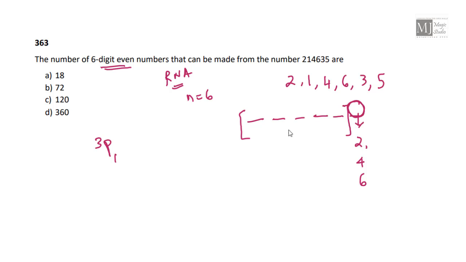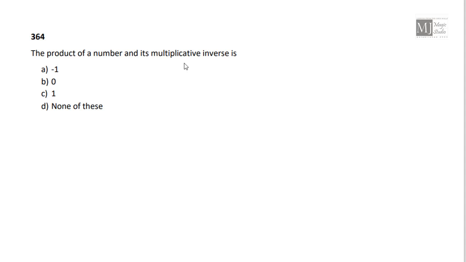Now we are left with 5 places from left to right, and when one digit is placed in the last place, we are left with 5 digits. So 5 digits would be placed in these 5 vacant places in 5P5 ways. 3P1 is 3, 5P5 is factorial 5, that is 120. 3 into 120 is 360. The product of a number and its multiplicative inverse is always 1. That's the theory. X into 1 by x is always 1.